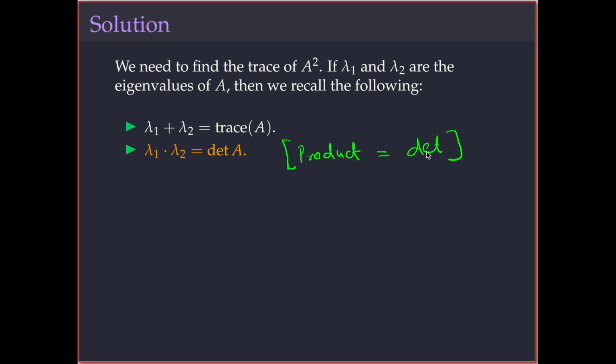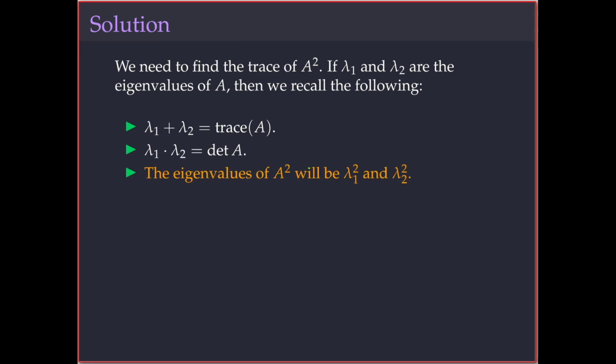And now the third thing is, if lambda 1 and lambda 2 are the eigenvalues of A, then the eigenvalues of A square are lambda 1 square, lambda 2 square. Okay, so in general, if lambda is an eigenvalue of A, then lambda square is an eigenvalue of A square. And this is not hard to see.